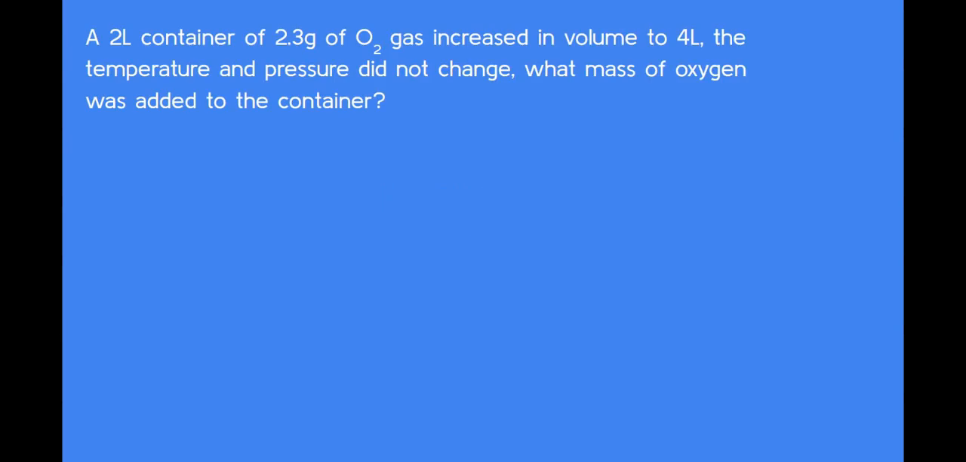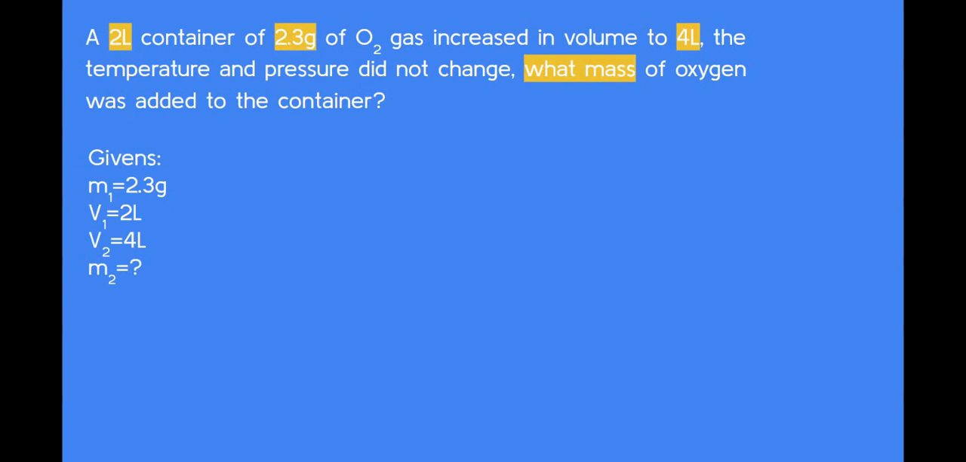So, for example, if a 2-liter container of 2.3 grams of oxygen gas increased in volume to 4 liters, and the temperature and pressure did not change, what is the mass of oxygen that was added to the container? So our first step is always to list out our givens, which is that the initial mass is 2.3 grams, the initial volume is 2 liters, the final volume is 4 liters, and we're trying to solve for the final mass.